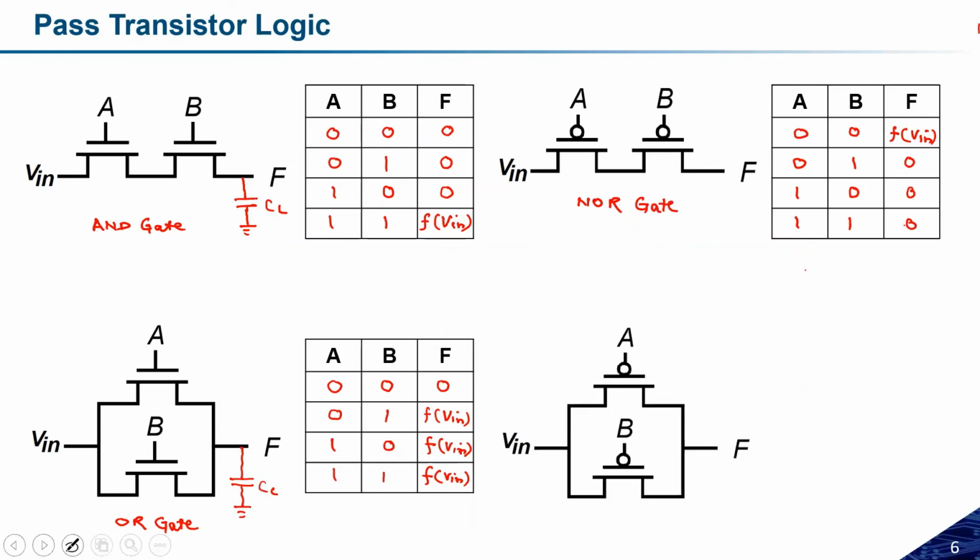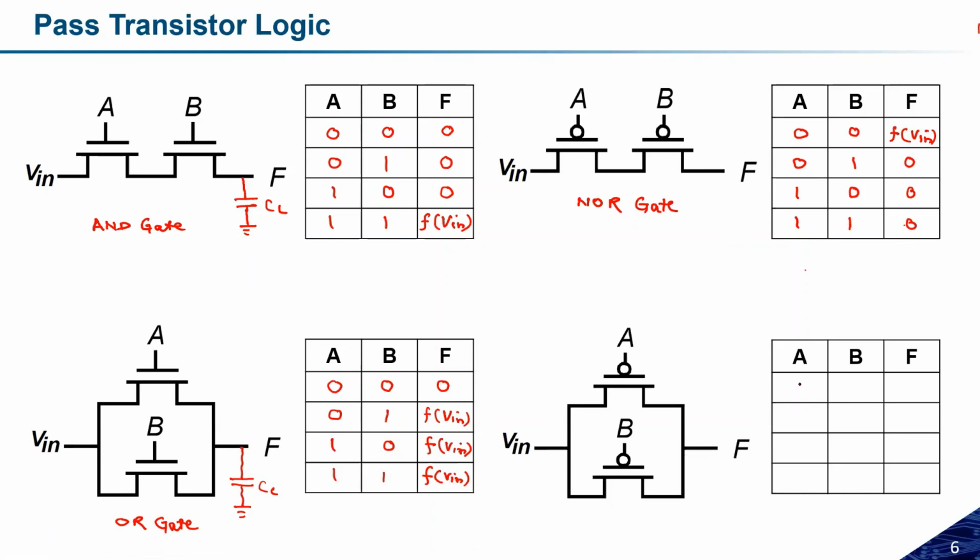Let us talk about the fourth combination. I have two NMOS transistors in series, with inputs 0 0, 0 1, 1 0 and 1 1. How will it look? If any one of the inputs is 0, that will be a function of input, right? So this will be a function of input, function of input, function of input, and in this case it will be 0. So how will it look now? NAND gate. This will be like a NAND gate.